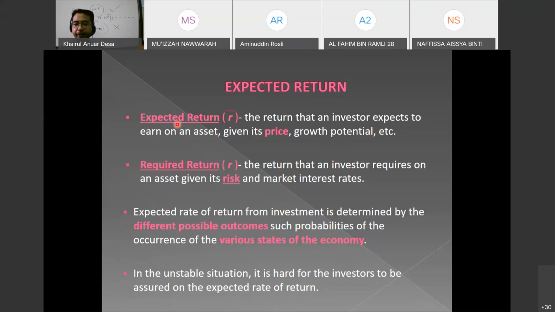The next one is required rate of return. The symbol here is R. Okay, the symbol R here is the required rate of return. So what is the required rate of return? Required rate of return is the minimum return that investor requires on the asset given its risk and market interest rate. Meaning that required rate of return, kadar pulangan minimum yang diperlukan oleh pelabur apabila mereka menyertai sesuatu pelaburan.